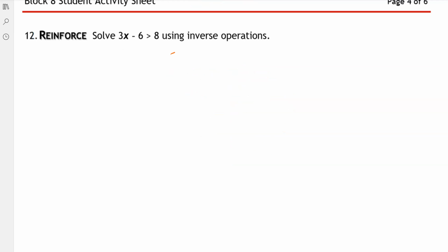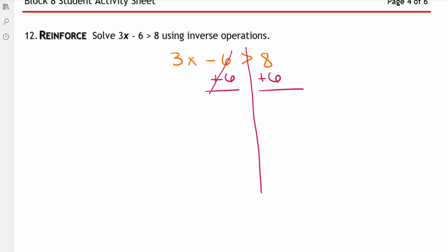Okay, we're going to now write this one down. 3x minus 6 is greater than 8. So we're going to draw our balance line through the inequality. We're going to do plus 6 on both sides. And this cancels out. I'm left with this, so I need to bring that down. And then 8 plus 6 is 14.